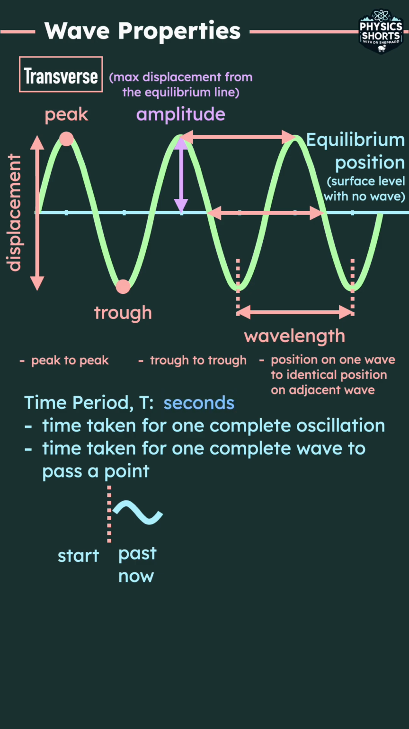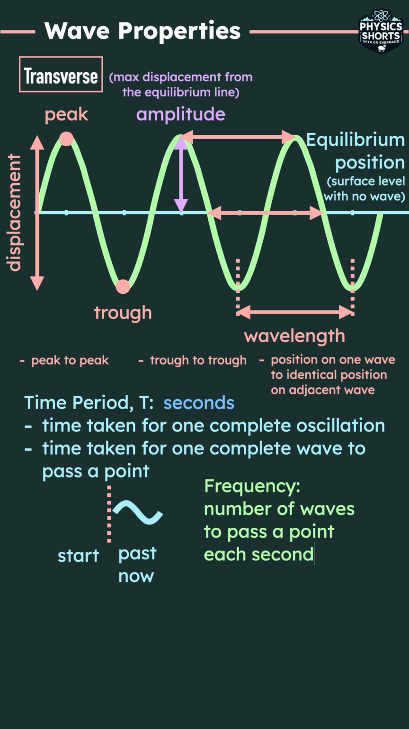Next is frequency, which is the number of waves to pass a point each second. So it is the number of waves divided by time. If we say there is one wave, then that time is going to be the period, T. And that gives the equation that f equals 1 over T mathematically, which is a really handy formula to remember.